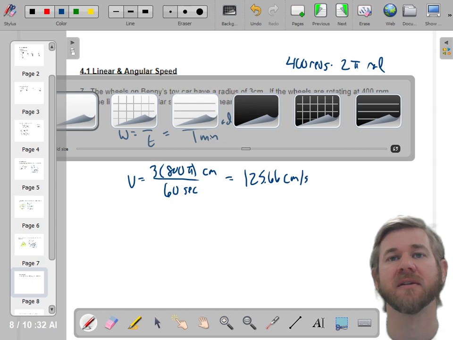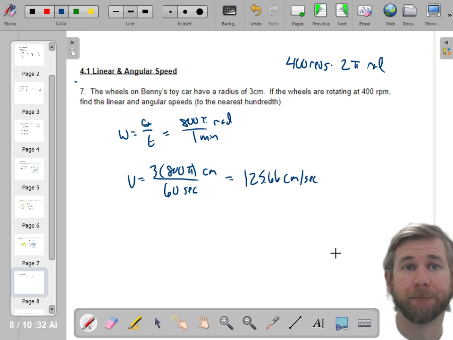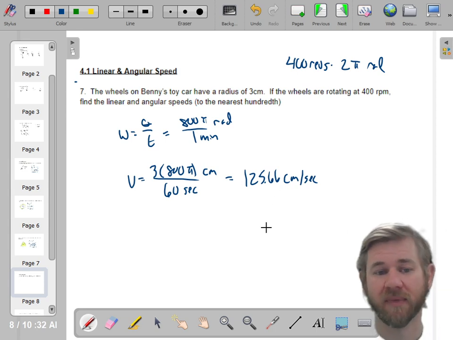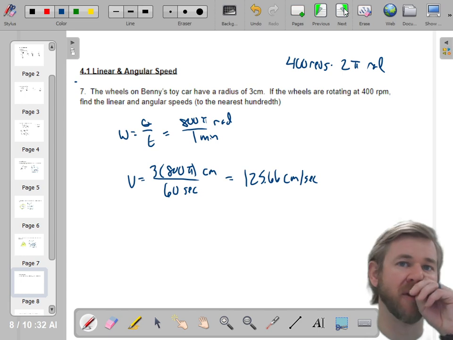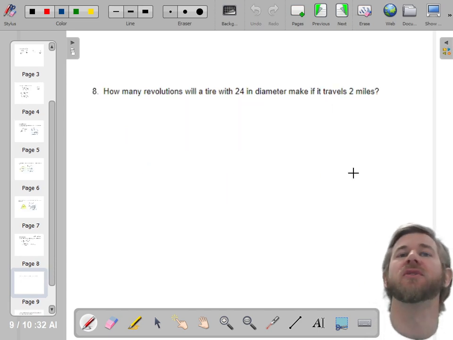125.66 centimeters a second. Unless I tell you different units, I'll tell you what I want generally, so you'll know. But here, let's just say centimeters a second. How many revolutions will a tire make?